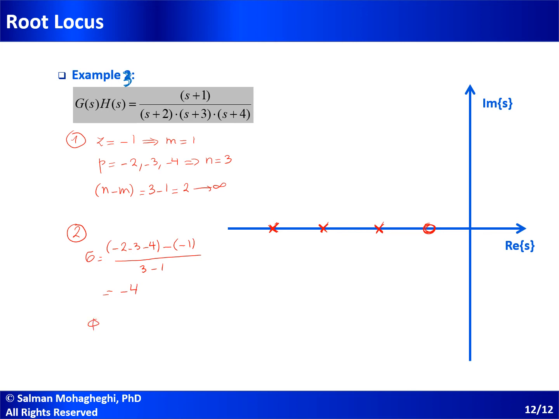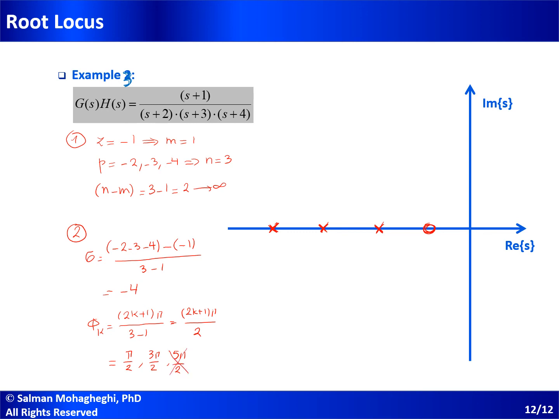How about the angles? I know that I have 2 asymptotes, so I would expect to see 2 independent angles. However, I can just do the math and see when the angles start repeating themselves. So I will have (2k plus 1) times pi divided by 3 minus 1, which is (2k plus 1) times pi divided by 2. If I assign k to be 0, this will give me pi over 2. If I assign k to be 1, it will give me 3 pi over 2. And if k is 2, it will give me 5 pi over 2, which is the same as pi over 2, so I ignore that.